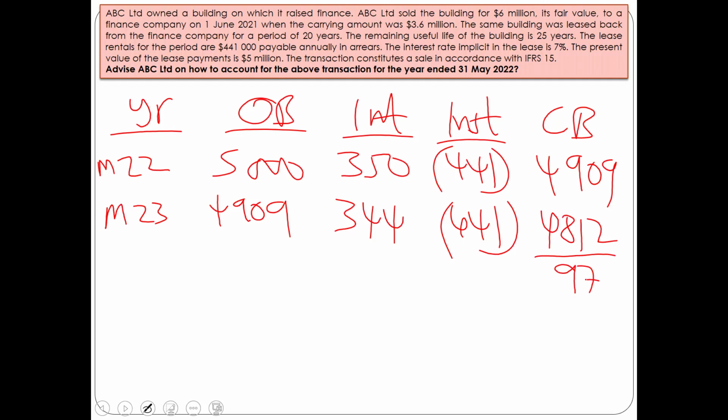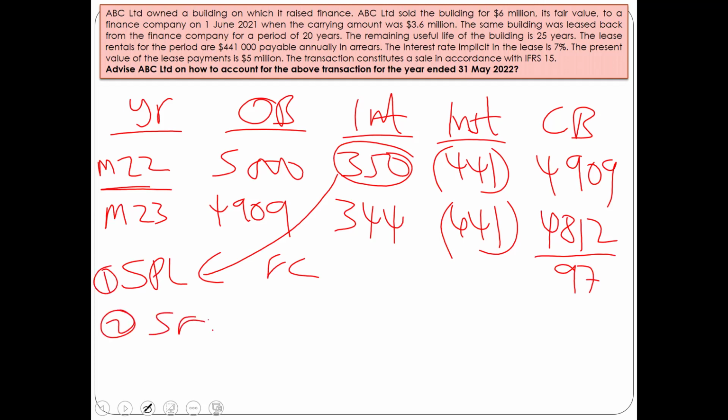So it means in our statement of profit and loss, we are going to consider 350 as your finance cost. So this is the interest. So it's a finance cost. It goes to the statement of profit and loss for the year ended May 2022. That's one.